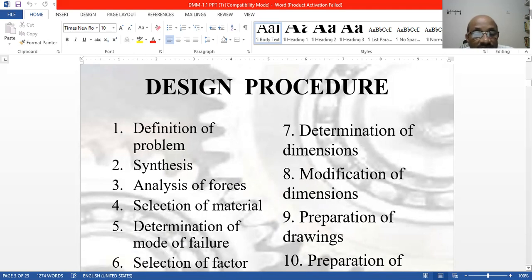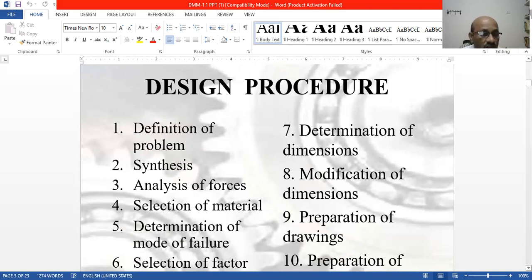The next one is analysis of forces. What is the analysis of forces? Many forces will occur whenever we are using it. Suppose you fix a workpiece in a three-jaw chuck on the lathe machine, and when you give a feed to the single point cutting tool, many forces will occur. So all these analyses should be done.